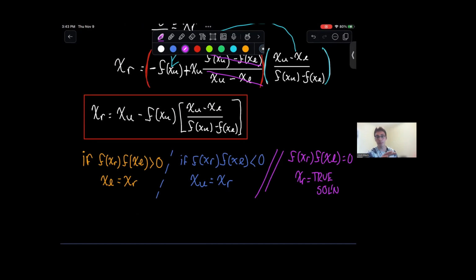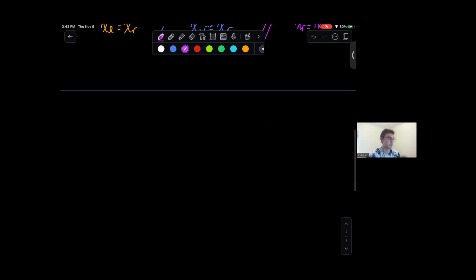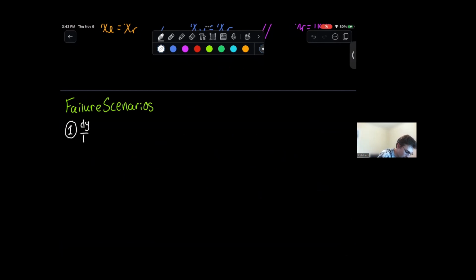Now, there are a few situations where our regular falsi can fail, actually. So these are our failure scenarios. Our first failure scenario is if the root to our equation is actually on an f prime of x equal to 0 term. In other words, the derivative at the true value of my solution is equal to 0.